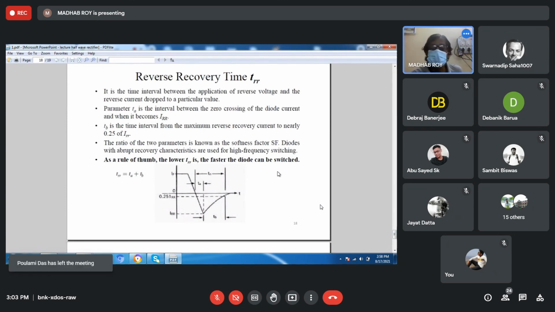Okay, this graph, the first part: when you apply a reverse voltage, the current through the diode will be reversing. So why is it going down to a reverse current? Why has it not stopped at zero? Can anybody have any idea?